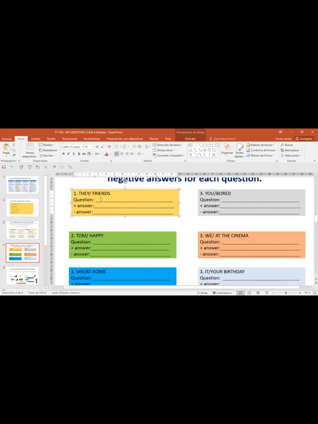How do I formulate the question according to the structure? If I'm talking about they, which is the correct form of the verb to be? Let's see. Veamos, ¿cuál sería la forma correcta del verbo to be para they? Are they your friends? Are they? Yes, that's it.